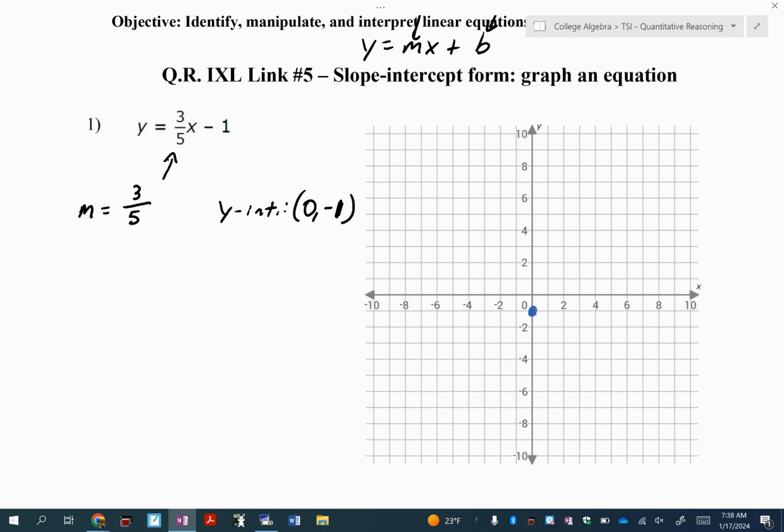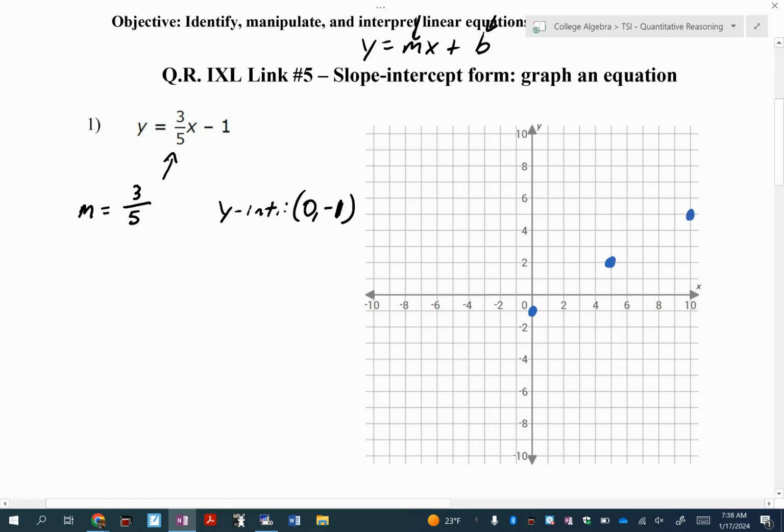1, 2, 3. All right, so 3 up, and then 5 to the right. 1, 2, 3, 4, 5. You can put a point. Now, as I said on IXL, it's going to make the whole line, so you're done at this point. Since I'm doing it by myself, I can actually do another one. 1, 2, 3, 1, 2, 3, 4, 5.